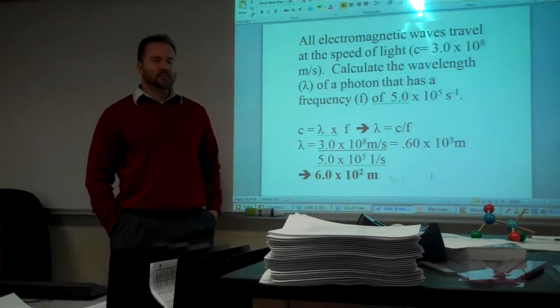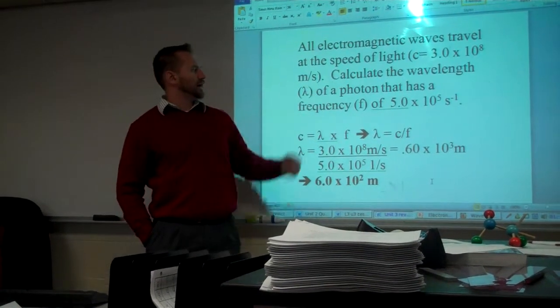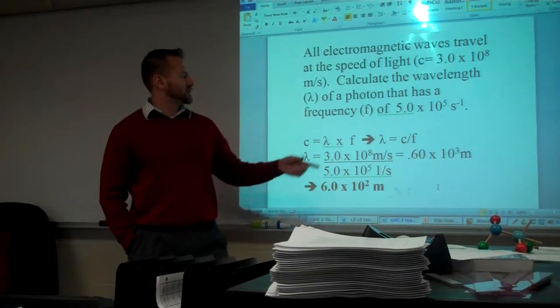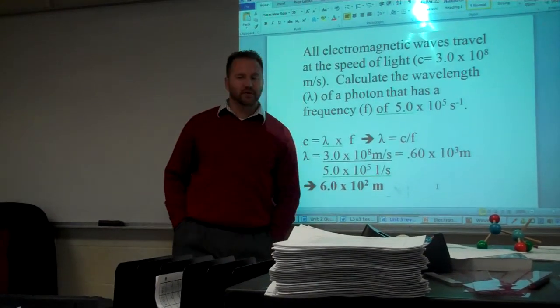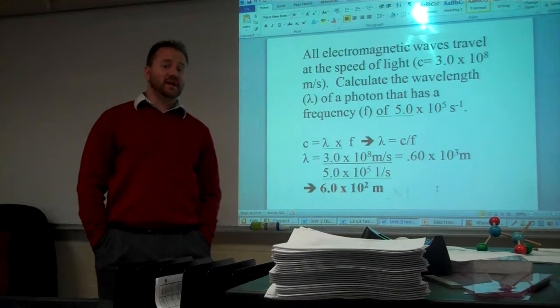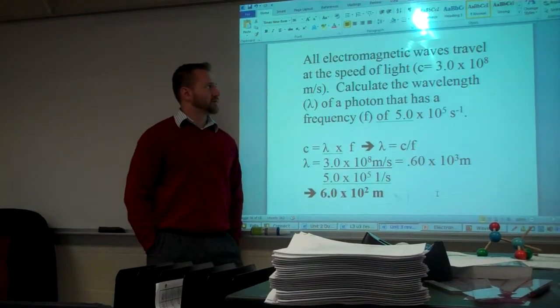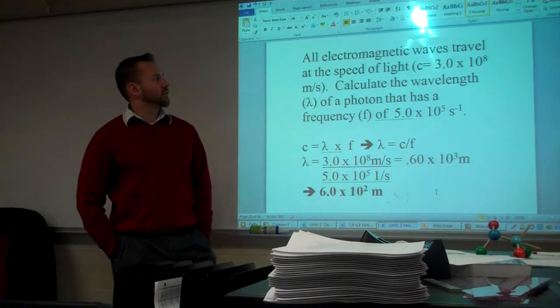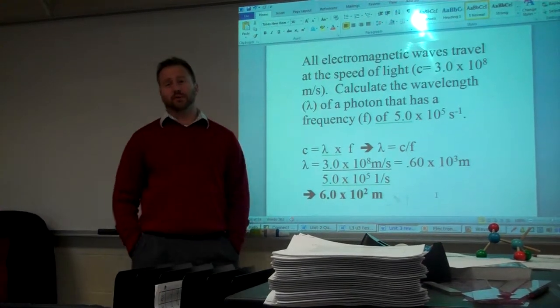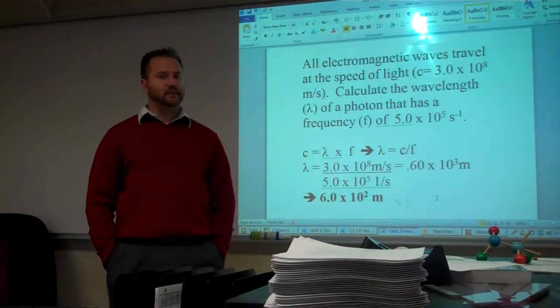Okay, so this problem asks us to calculate the wavelength of a photon that has a frequency of 5.0 times 10 to the 5th hertz, or inverse seconds, or whatever you want to describe that unit as. All electromagnetic waves travel at the speed of light, which is 3.0 times 10 to the 8th meters per second.